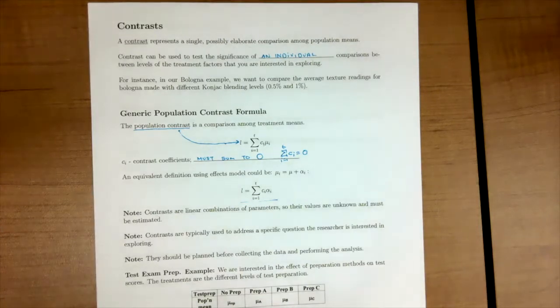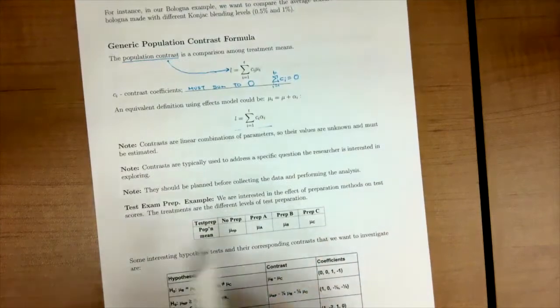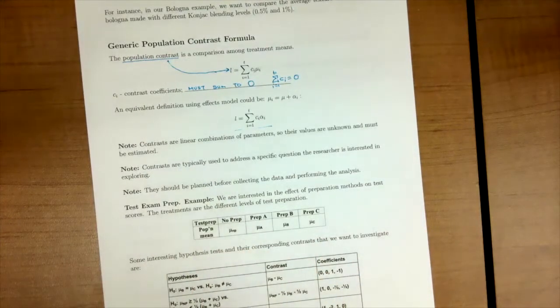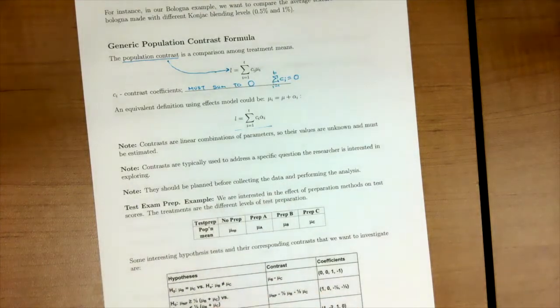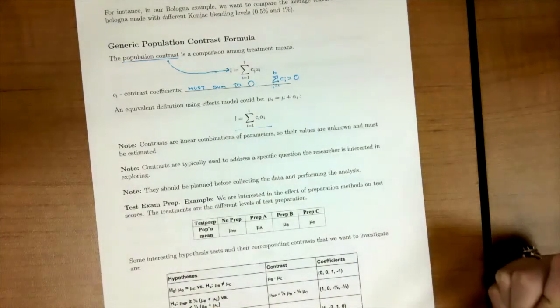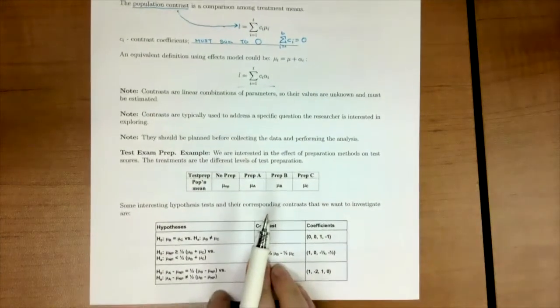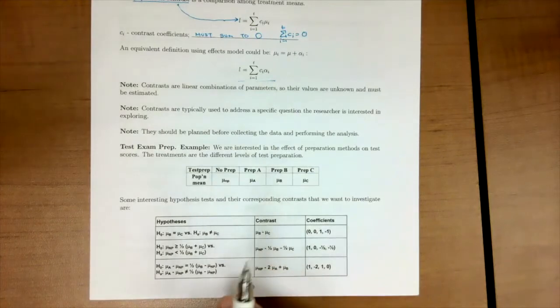So again, as a note, contrasts are typically used to address a specific problem the researcher is interested in, and they should be planned before collecting the data and performing the analysis. So let's go to a non-bologna example just to get some intuition behind this.